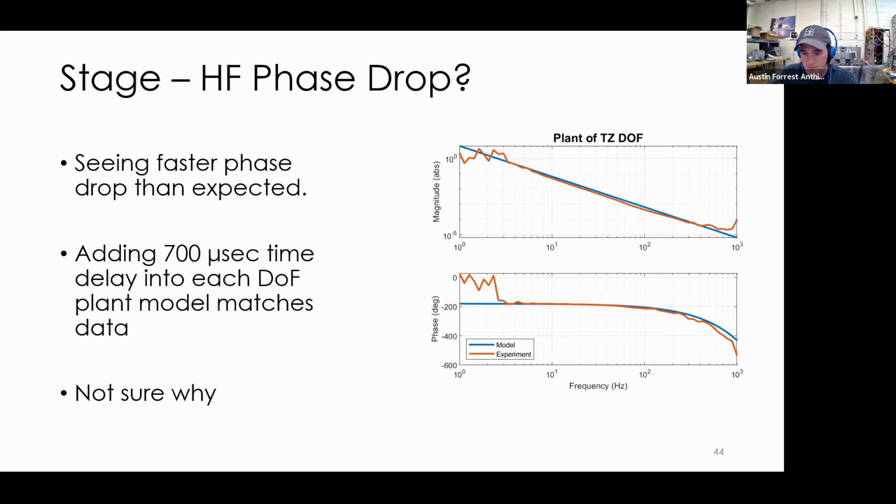That is one of the problems I'm still thinking about right at this moment: if I measure the plants for each degree of freedom and I model a 700 microsecond time delay, then it matches pretty well with the data. But I don't know where a 700 microsecond time delay could come from. Perhaps it's my LabVIEW, through the process of reading and writing, doing multiple control loops before it actually outputs. So it's a longer delay than I expected, but I'm still investigating that.